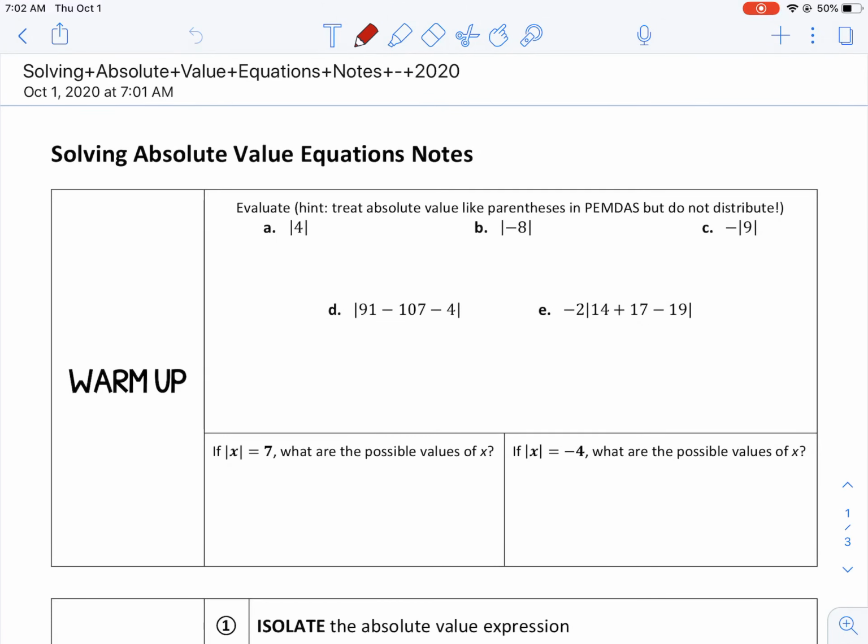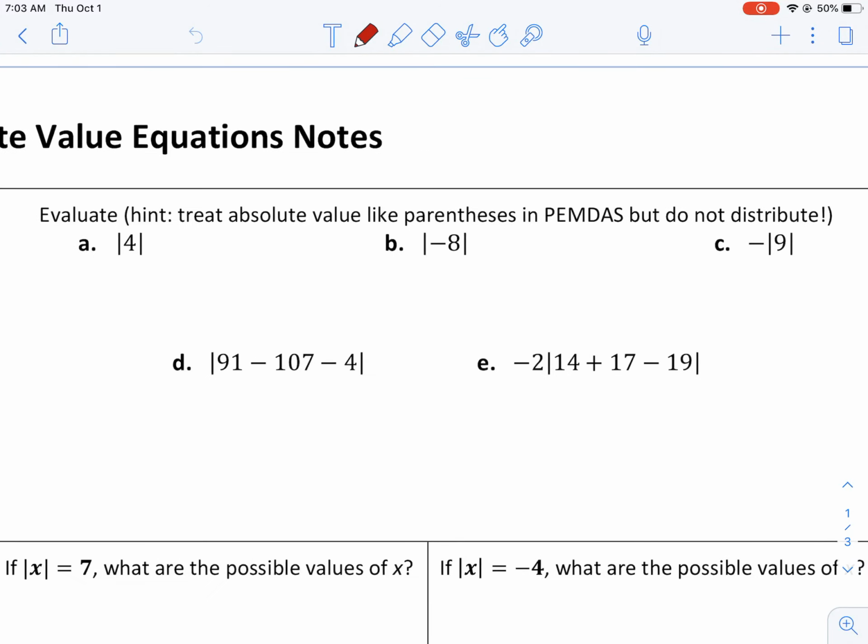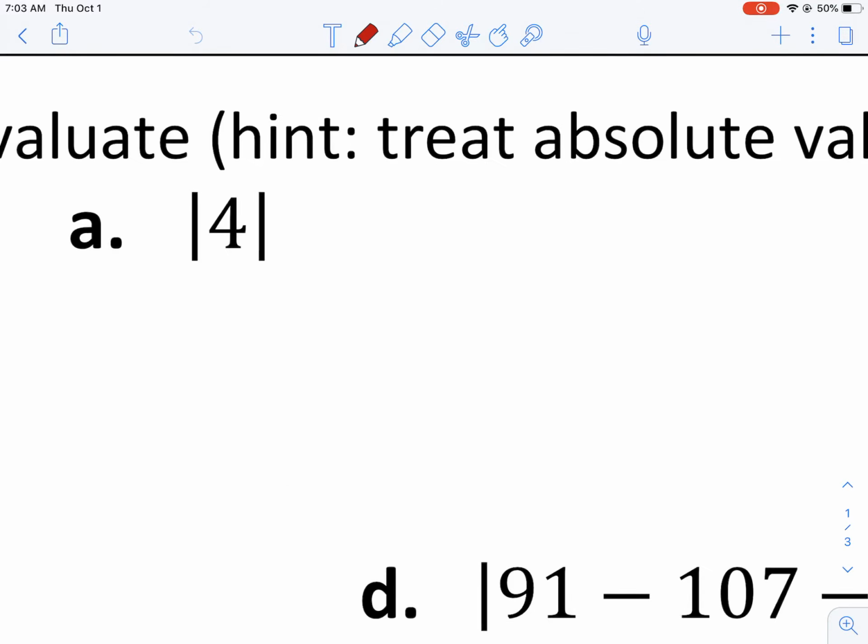Hello, in this video we are going to go over solving absolute value equations, okay? So first we'll start with just a warm-up, all right? What does an absolute value even mean? We've talked about these functions a little bit when we did our parent functions, all right? Absolute value functions are these vertical bars.